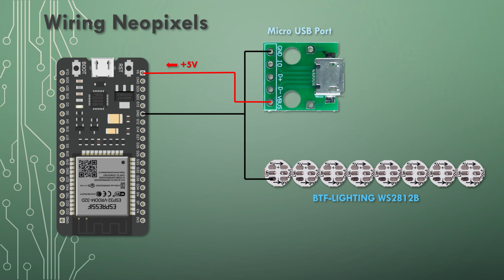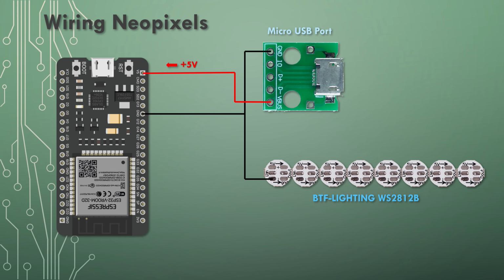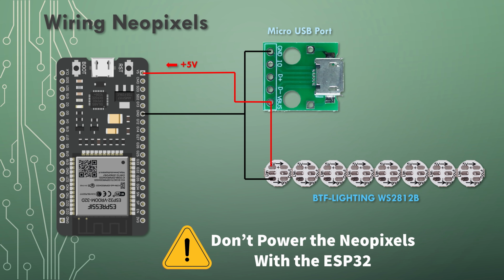You may have a version of the ESP32 with a pin called VIN, so it's voltage input. It's the same thing. And the VBUS terminal is connected to the 5-volt terminal of the first Neopixel. It is important not to power the Neopixels with the ESP32. They must have their own 5-volt power from the power source because they consume a lot of current. And I'm going to show you that in a moment.